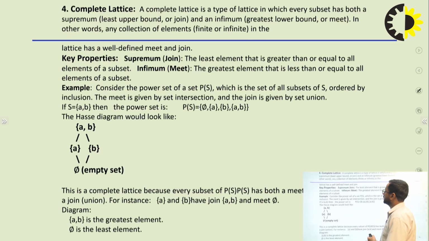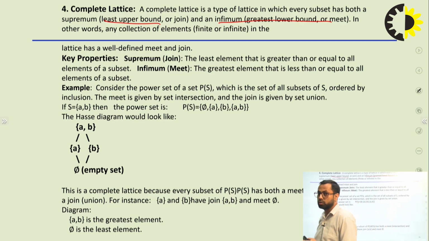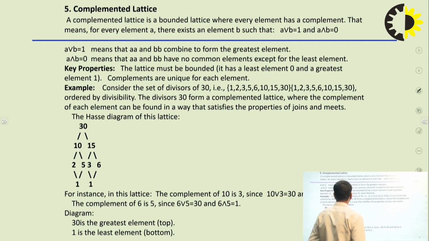The next one is the complete lattice. A lattice is said to be complete if every subset has both the supremum, that is the LUB, and the infimum, that is the GLB. In other words, any collection of elements, finite or infinite, in the lattice has a well-defined meet and join. So that is known to be the complete lattice. And the last one is the complemented lattice. A complemented lattice is a bounded lattice where every element has a complement.